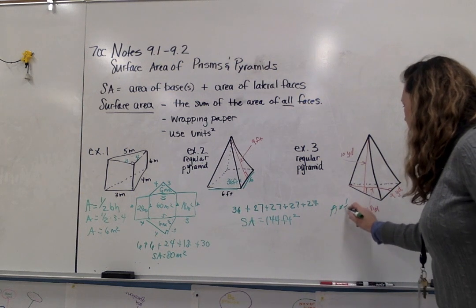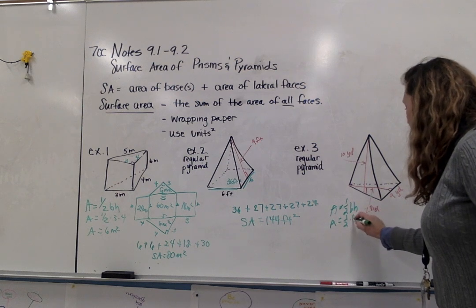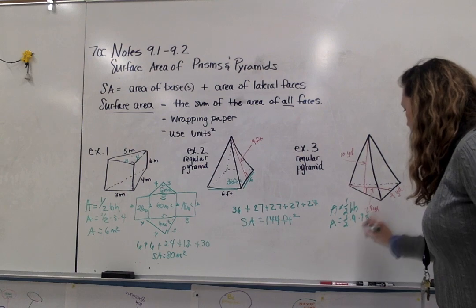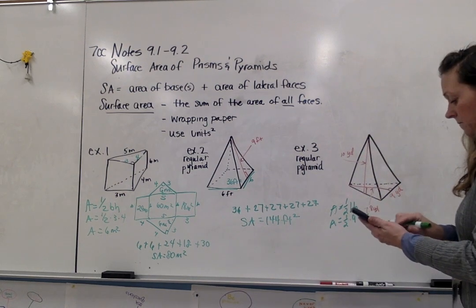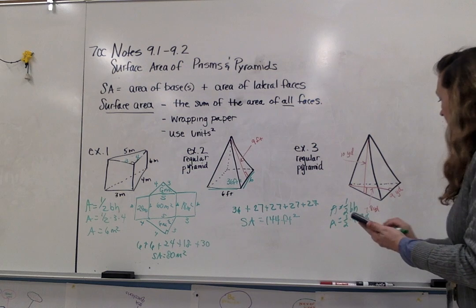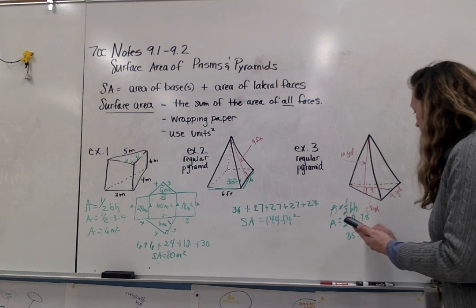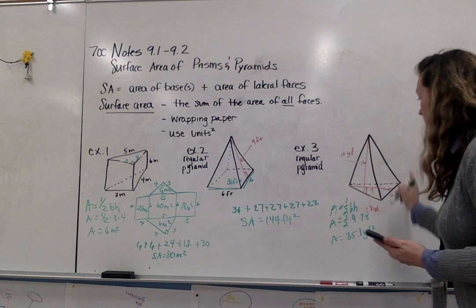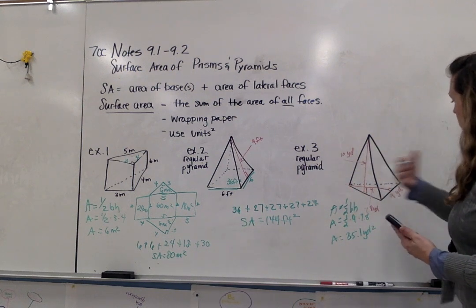When the numbers get a little more confusing, I may go ahead and write this formula out. 1/2 times 9 times 7.8. All right, so I'm going to go ahead and use my calculator because this is a calculator unit. And, all right, this is 35.1 yards squared. That's my base. Now I need to go into what the lateral sides are.